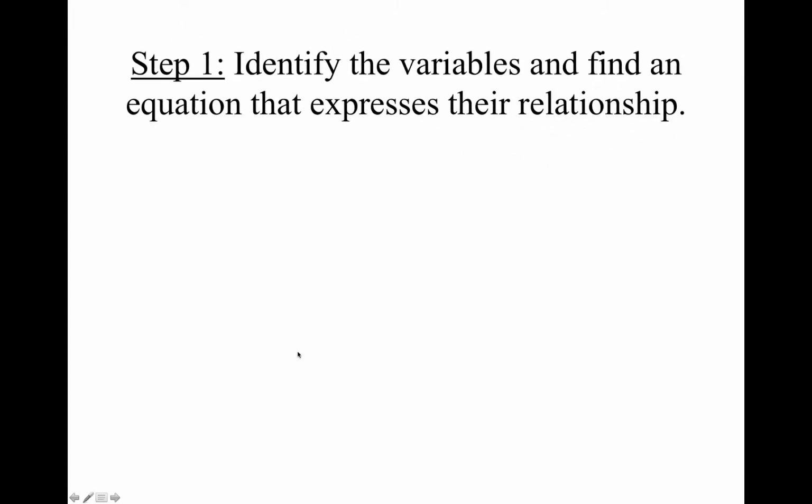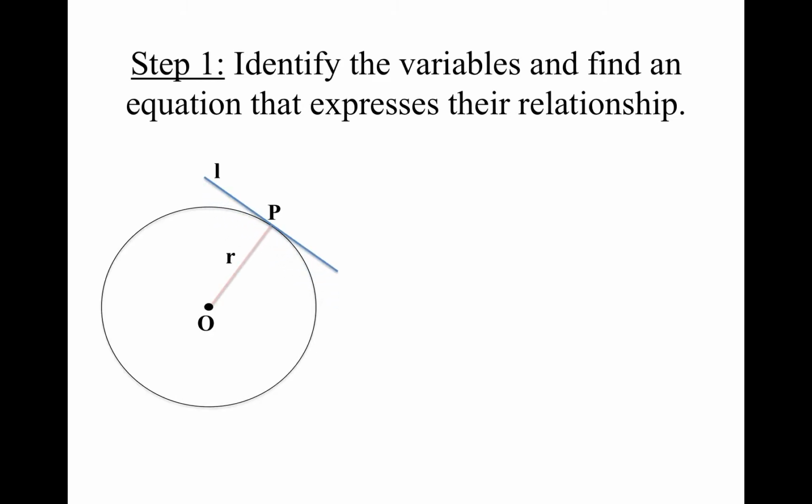So the first step we're going to do is identify the variables and find an equation that expresses their relationship. So here's our graph. We have our circle O, radius R, our tangent line L, and a point P that is on the circle and is on our tangent line.